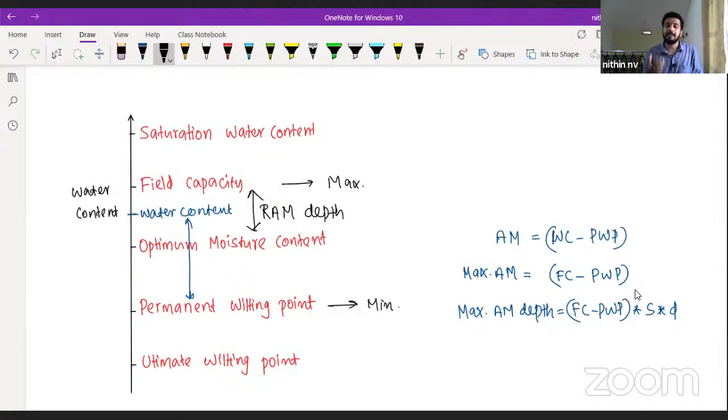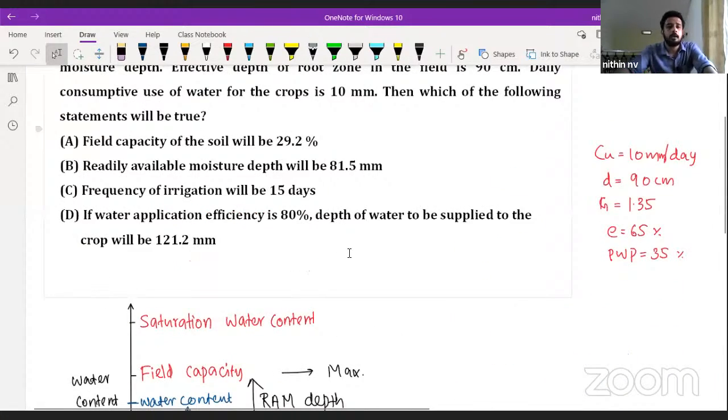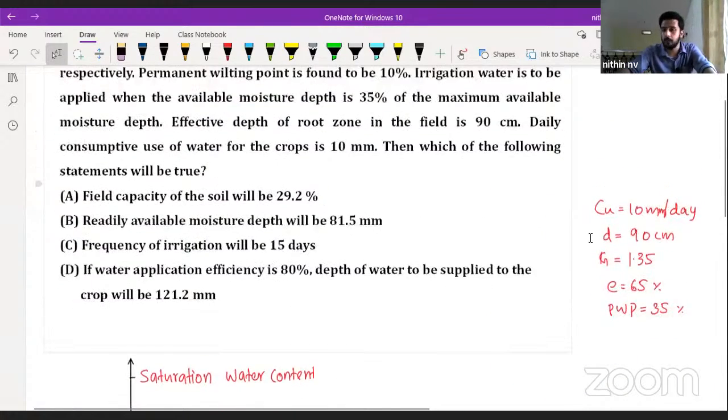Properly listen. Readily available moisture means field capacity minus optimum moisture content. The below part is known as the available moisture content. In the sense, suppose the water content is at optimum moisture content, the readily available moisture is above that, the available moisture is below that. Understood? So available moisture means whatever be the moisture content or water content minus permanent wilting point. Okay, this is fundamental. Now, the first question, the field capacity of the soil they are asking.